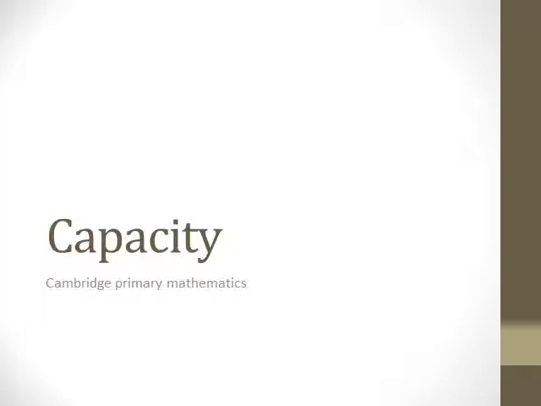As you know, nowadays we are discussing the topic capacity, and today we are going to start lesson number 6, the last lesson on the topic of capacity. We are studying capacity from Cambridge Primary Mathematics for grade 3, and the exercise questions are on pages 128 and 129. In the last classes we completed questions 1, 2, 3, 4, 5 and 6. So today we will start from question number 7.